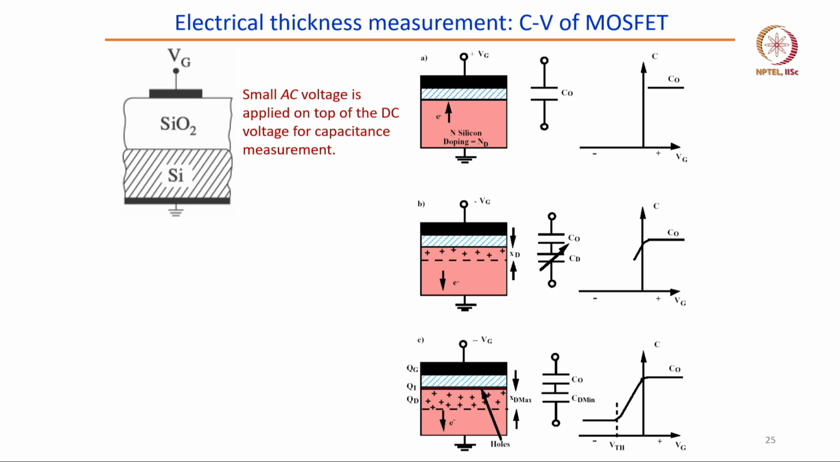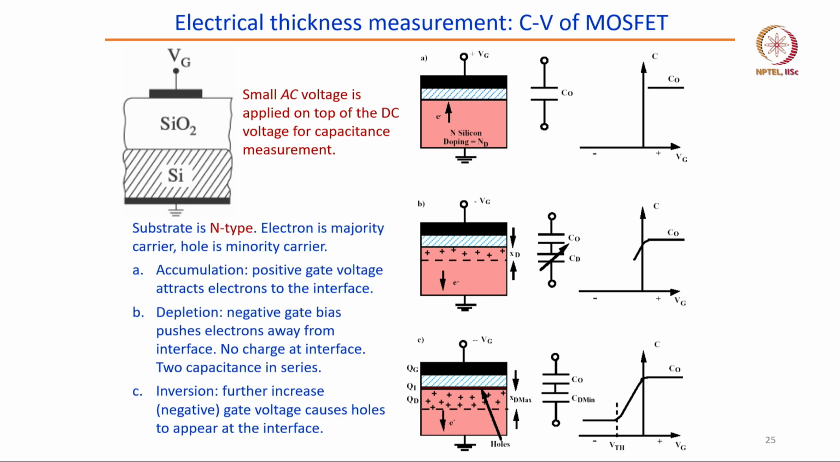There is an electrical thickness measurement of the oxide as well. Since silicon dioxide can be grown on silicon, we can use a small AC voltage on top of the DC voltage for capacitance measurement. The substrate can be N type, and in this case let us select that it is an N type substrate. An electron is a majority carrier and the hole is a minority carrier.